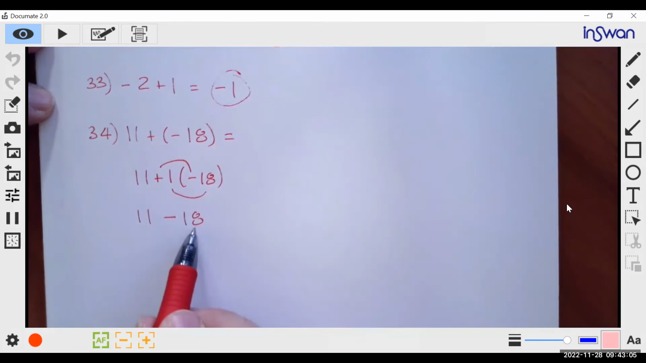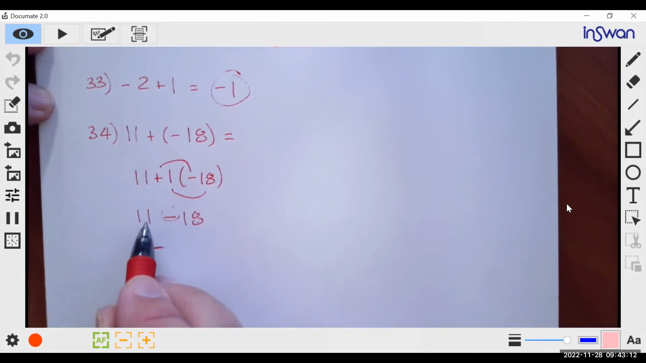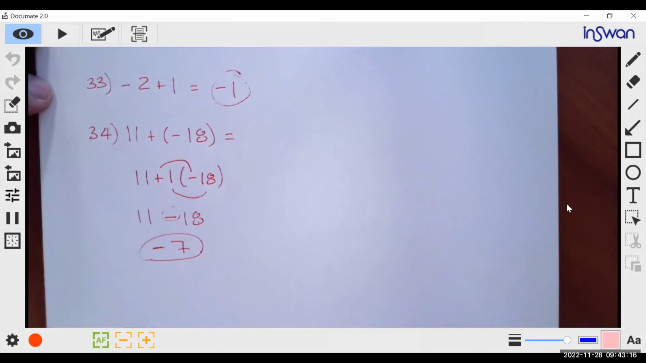11 is positive, 18 is negative. Which number is bigger, 18 or 11? So the answer is negative. 18 minus 11 is 7. The answer is negative 7.